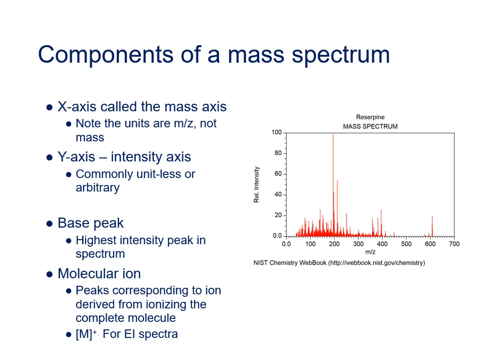Other key features in a mass spectrum can include the base peak. This is the highest peak in the visible spectrum or the spectral region. And the molecular ion. Now, this molecular ion really has a very specific definition, being the radical cation generated from the removal of an electron from the molecule of interest. But in common parlance, it is usually used to define the peaks deriving from ionizing the complete molecule.